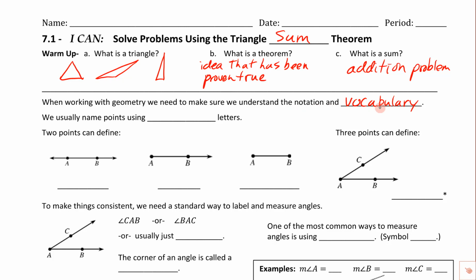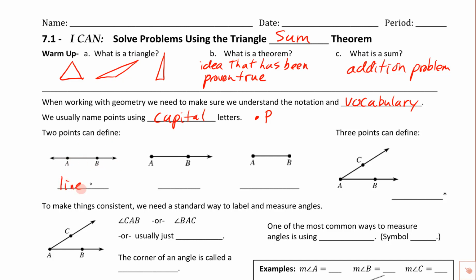We'll usually name points using capital letters. Let's just review really quickly. If we're talking about a point, so if I had this point, P, if I wanted to give it a name, I'm going to give it a capital letter for a name. A lot of times we'll say this is point P. If we've got more than one point, if we've got 2 points, then we can make some other shapes. So 2 points can define, this is a line right here.